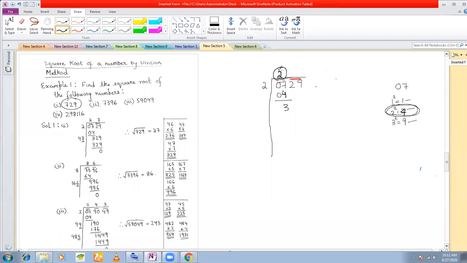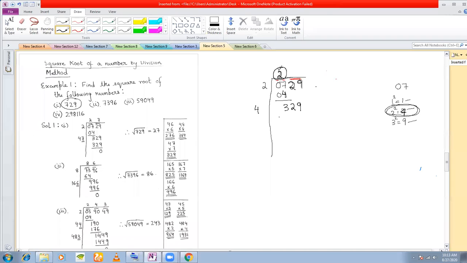Okay, you double this number. What is the double of 2? Double of 2 is 4. You write it here, just adjacent to 3. And you take these two, this 29 pair, you take it down.